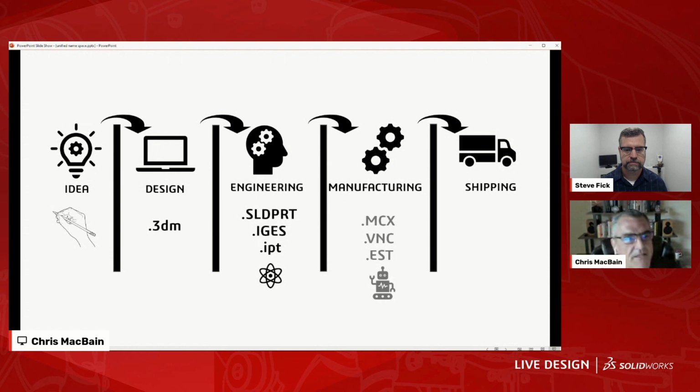But here's the problem, and this is something that people just kind of deal with. What is getting handed off? When we talk about throwing stuff over a wall, what's getting thrown over the wall? From the idea, it's a piece of paper. And then what's getting thrown over the wall from design to engineering? It could be a Rhino file. It could be any kind of file. It could be a scan. Then in engineering, we're producing solid part files, solid assembly files, maybe IGES files.